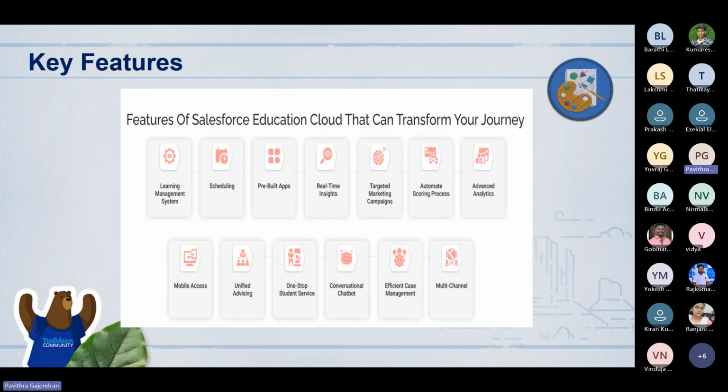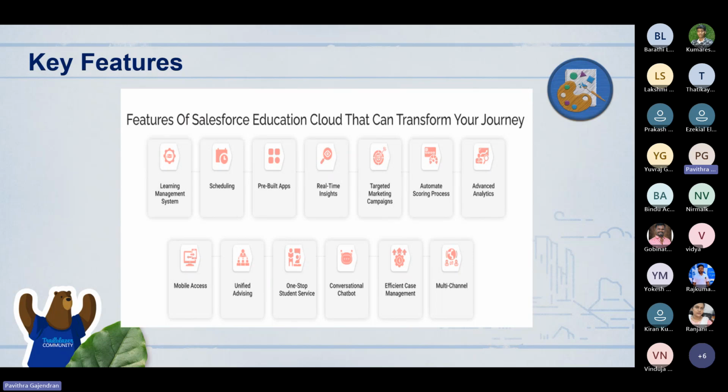And next one is the automated scoring process. Yeah, it automates the scoring process for student enrollment, allowing the education institution to quickly and accurately evaluate the applicants. The automated scoring system makes it easy to evaluate the enrollment requests of the applicant, that is, a student.